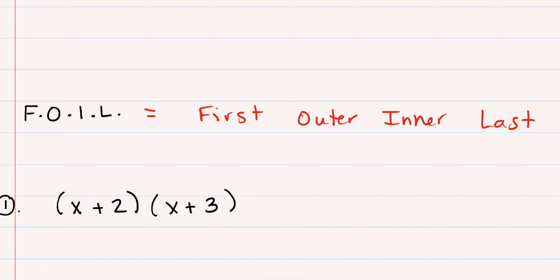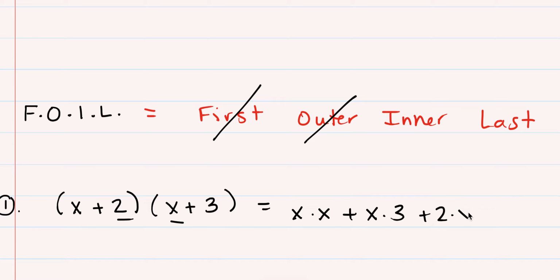So let's follow all of those steps. To multiply these two together, I start with first. That's this x times this x. So x times x, and here we've taken care of first. Then I'm going to do outer, which is this x and this 3. So that's x times 3. Then inner, 2 and x. We can cross that out. And then last, this 2 and this 3.